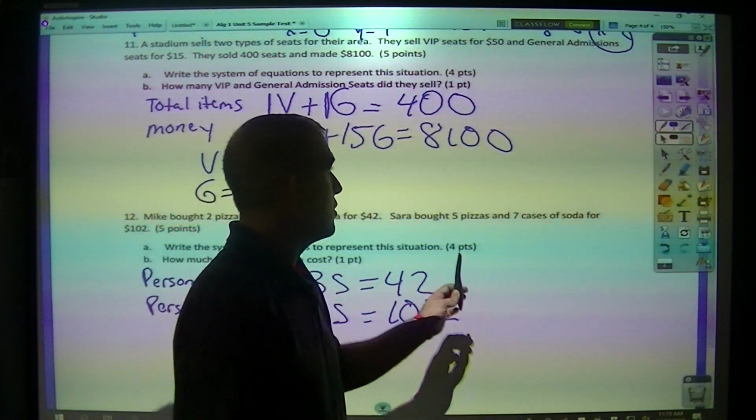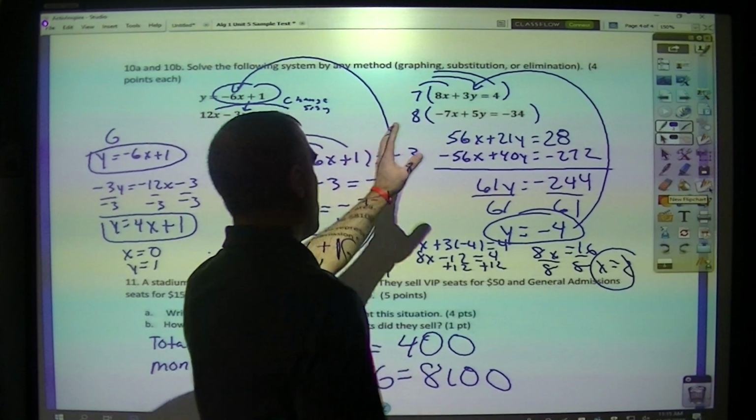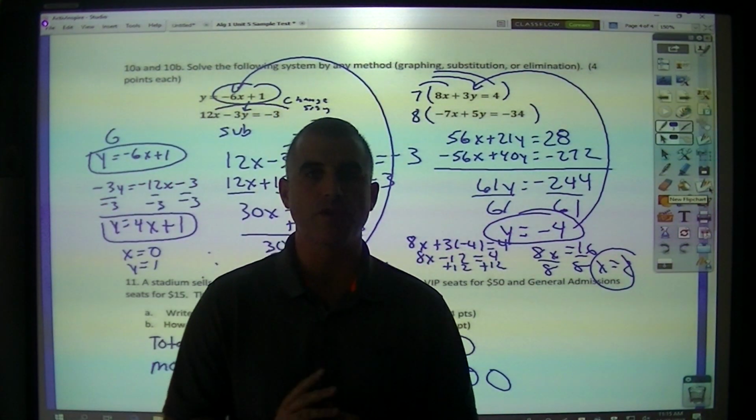Now you have to be able to show work, and you will only get full credit for all these problems. The calculator, the word problems are the ones you can use the calculator.